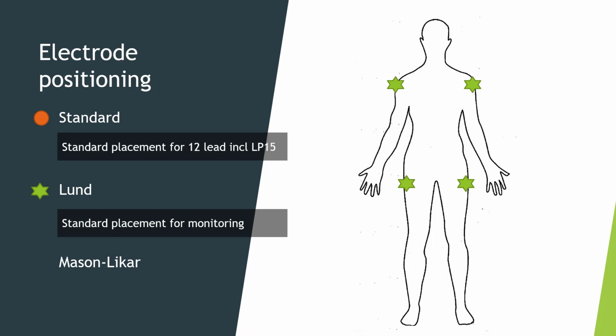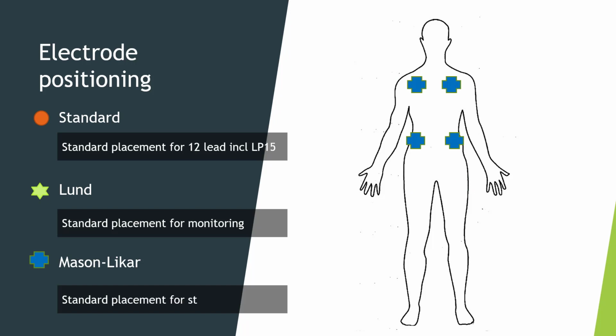Final electrode placement is known as the Mason-Likar system. Now, it was developed for stress testing, so this is when people are on a treadmill or whatever, and it's not recommended for ECG acquisition nor for continuous cardiac monitoring. However, there are times to reduce artifact that we have no option but to go to this, but it shouldn't be our standard limb lead positioning.